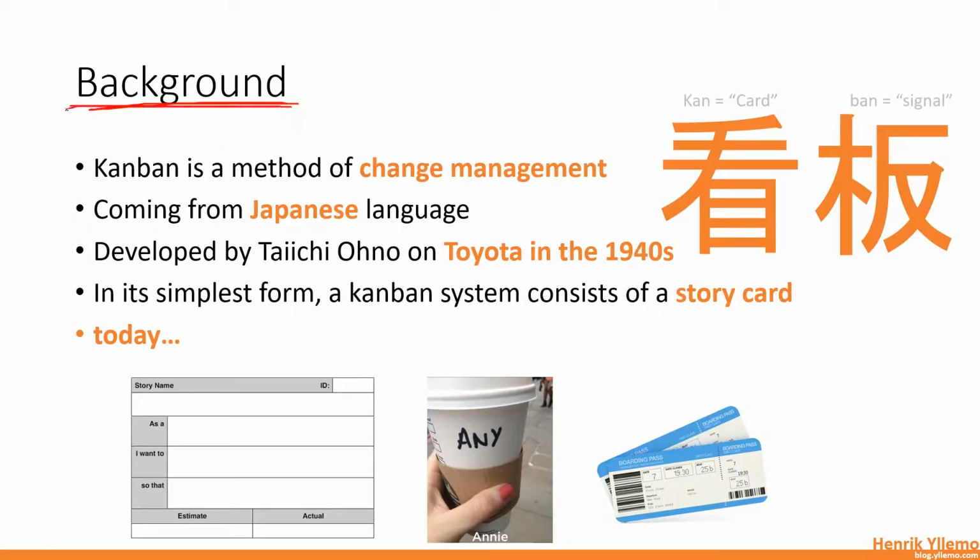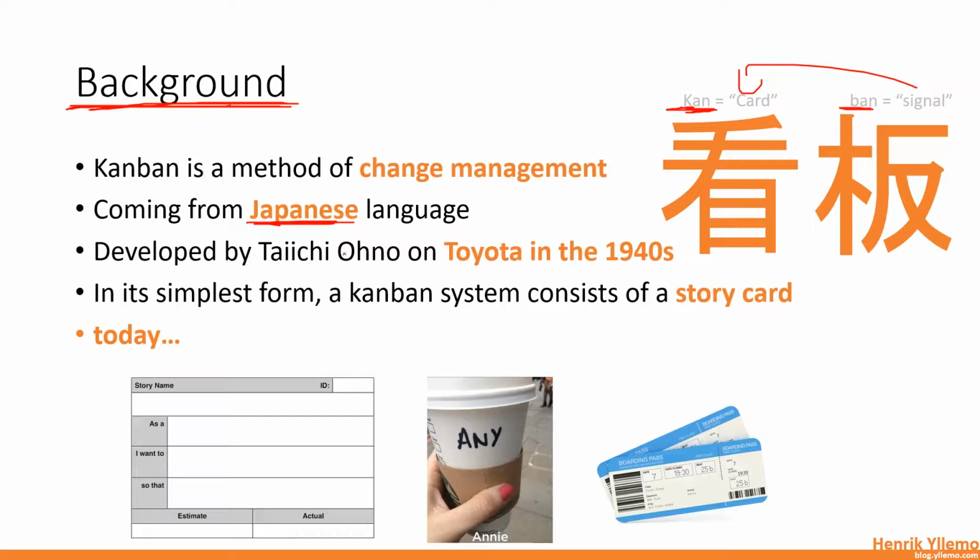So the background of Kanban is coming from the Japanese language, and I hope those symbols here are representing Kanban. I don't know any Japanese, so I'm hoping that these really nice symbols are Kanban. We can see on the top here, this supposedly reads "kan" and this reads "ban", and that means card signal, or signal card, maybe more correctly. So that's the background of Kanban.